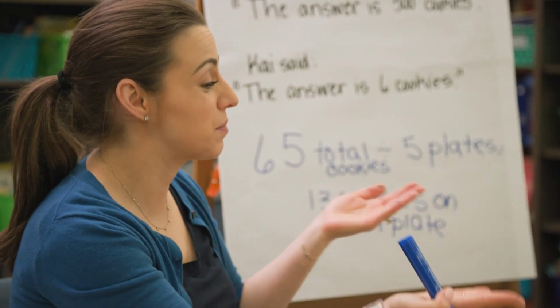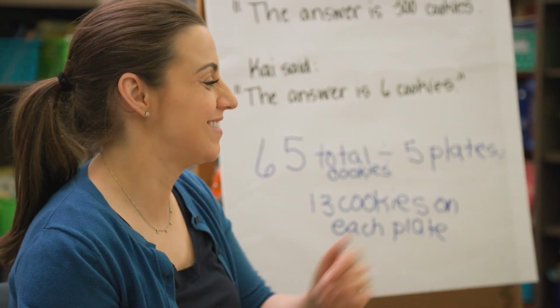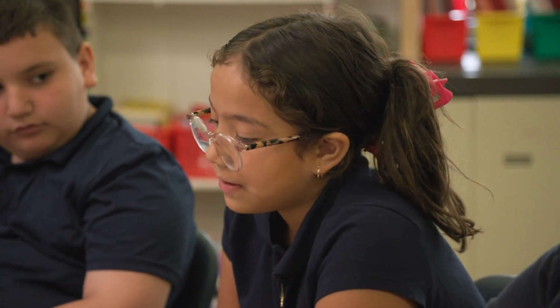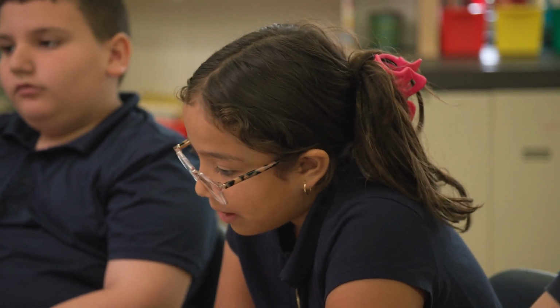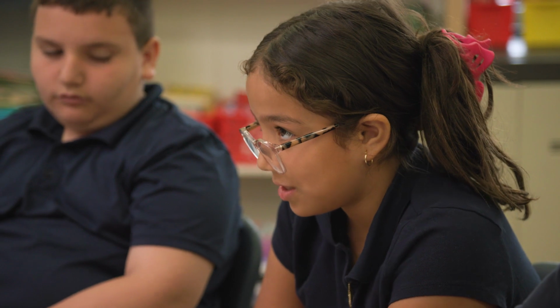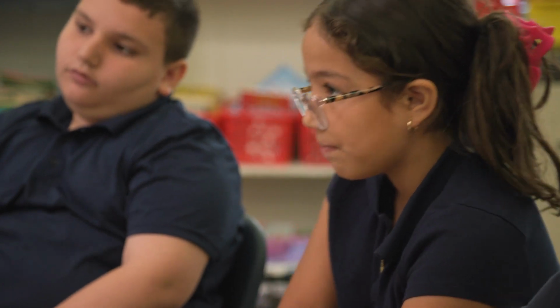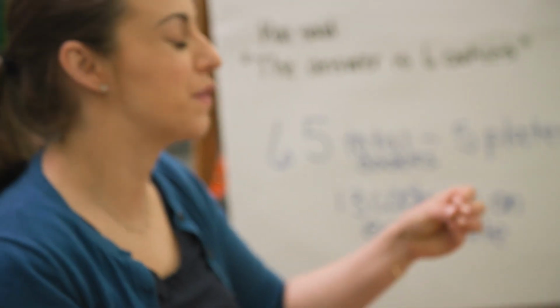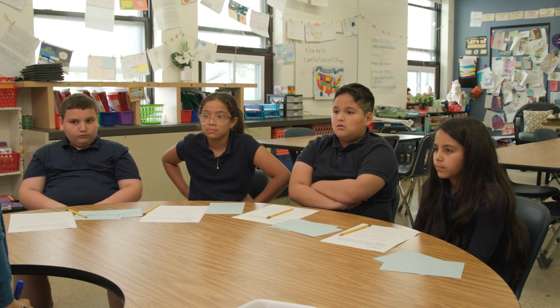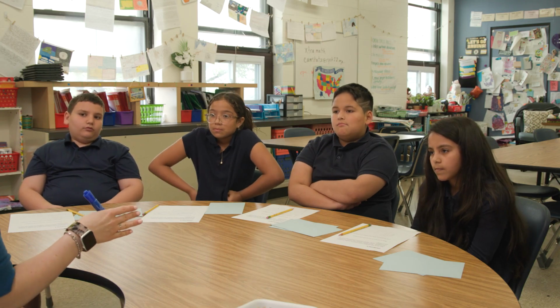You two did something similar. Do you want to share what you did? I did 5 times 11, and it equaled 55, and then I did 5 times 12, and it equaled 60. So then I did 5 times 13, and it equals 65. So you were adding on groups of 5, starting with a friendly fact that you knew? Yeah, so you all did something really similar.